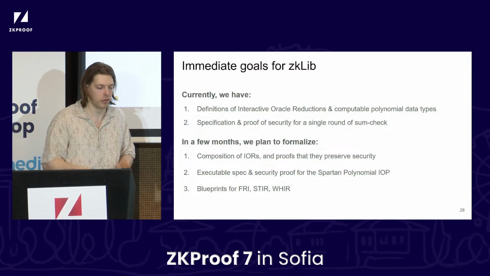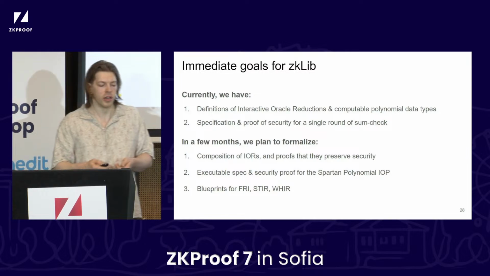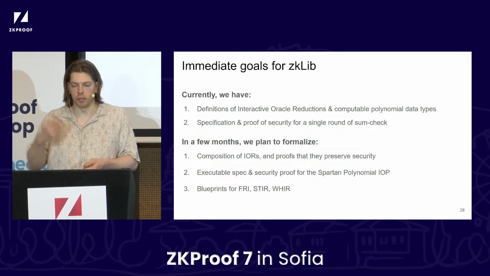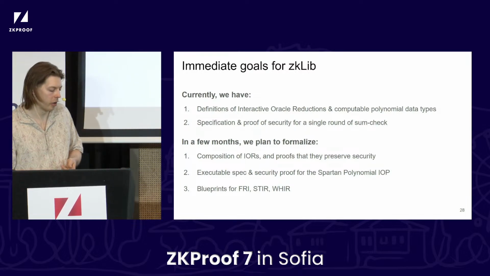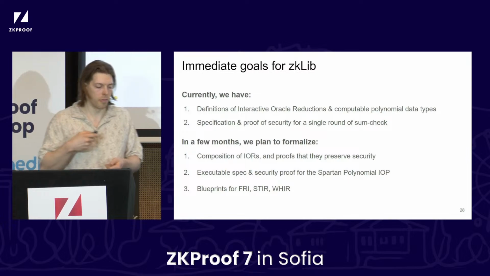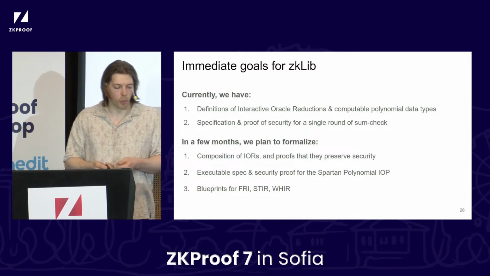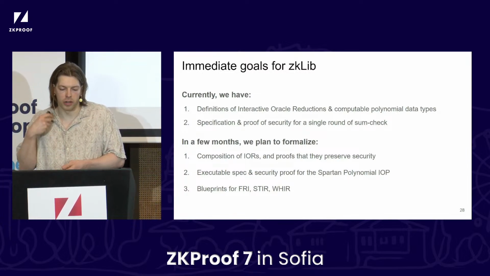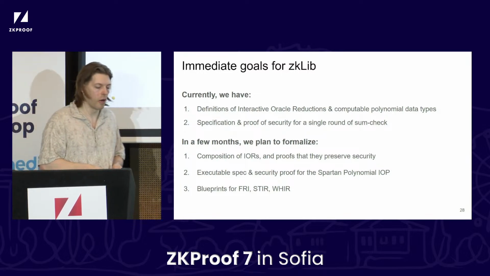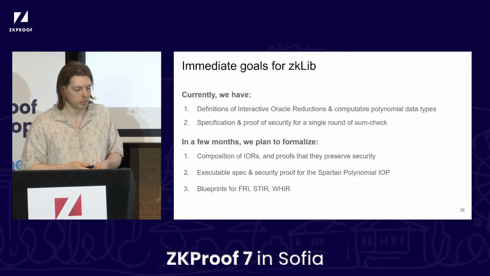And like I said, we've got a specification and proofs of security for a single round of sum-check, and we'll be expanding on that to obviously multiple rounds of sum-check with round-by-round knowledge soundness, and then into bigger IOPs. So we're very interested in pushing composition of IORs and having nice proofs that they preserve security. So this just goes back to what I was saying about modularity and thinking about composition.